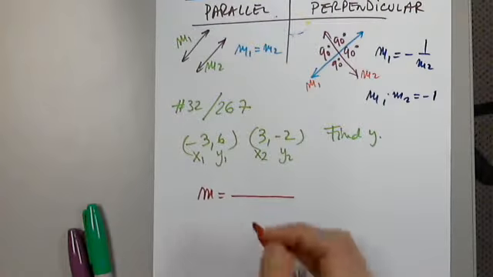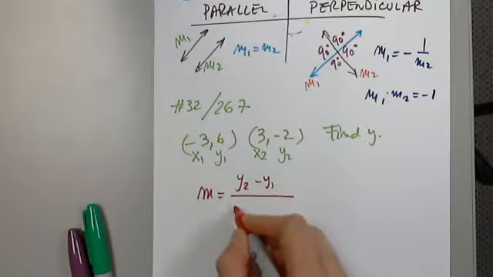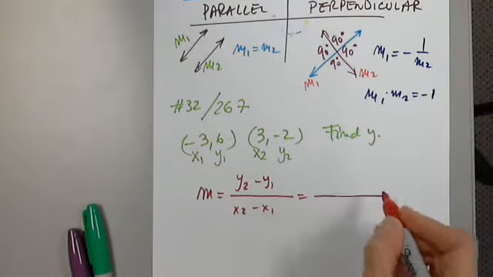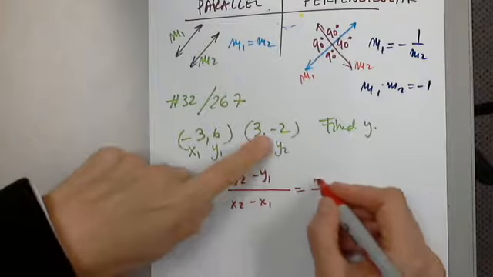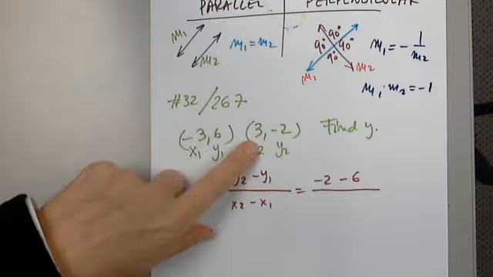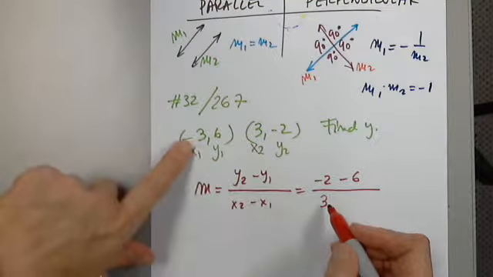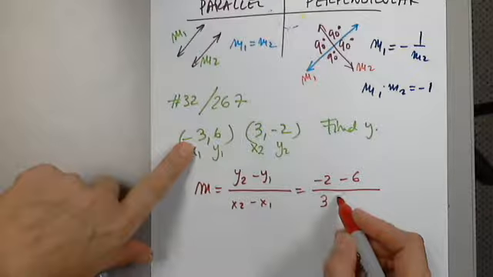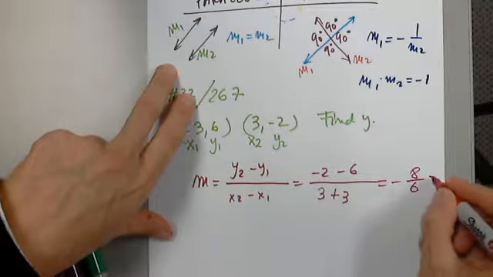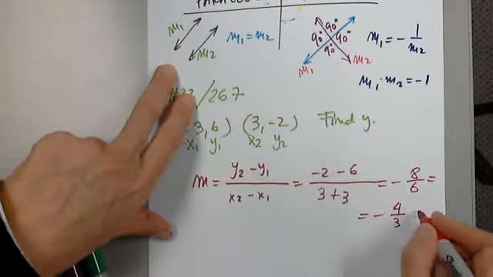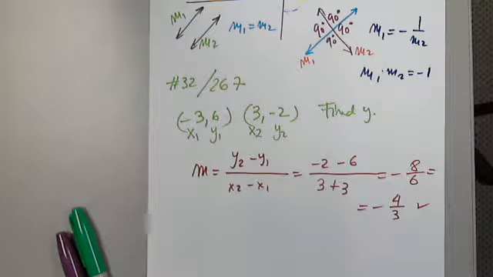It is wise to write the definition always, y2 minus y1 over x2 minus x1, before you plug it in. So, 6, over minus negative 3. We are saving time. So this is negative 8 over 6, and this is negative 4/3. Perfect.